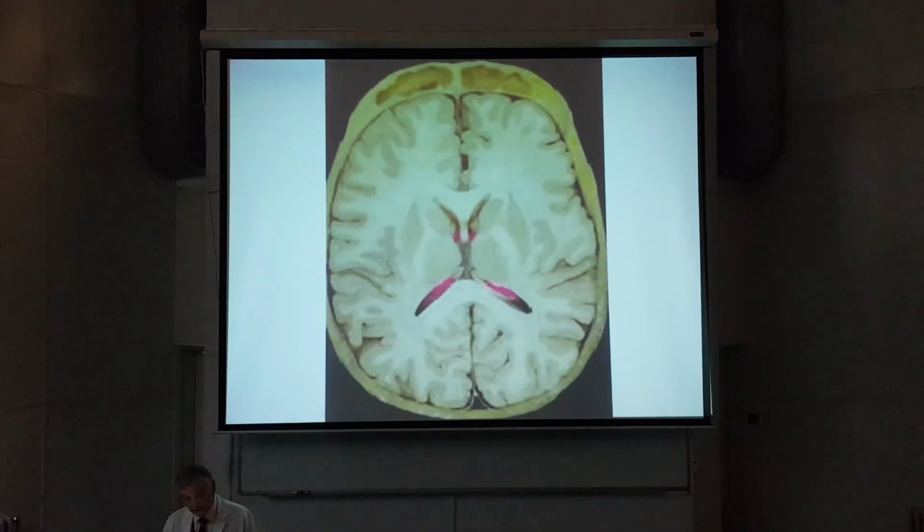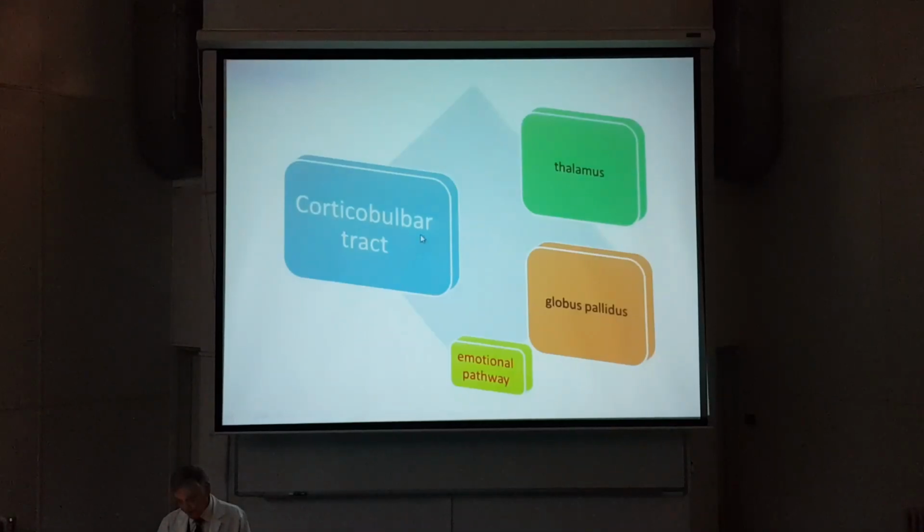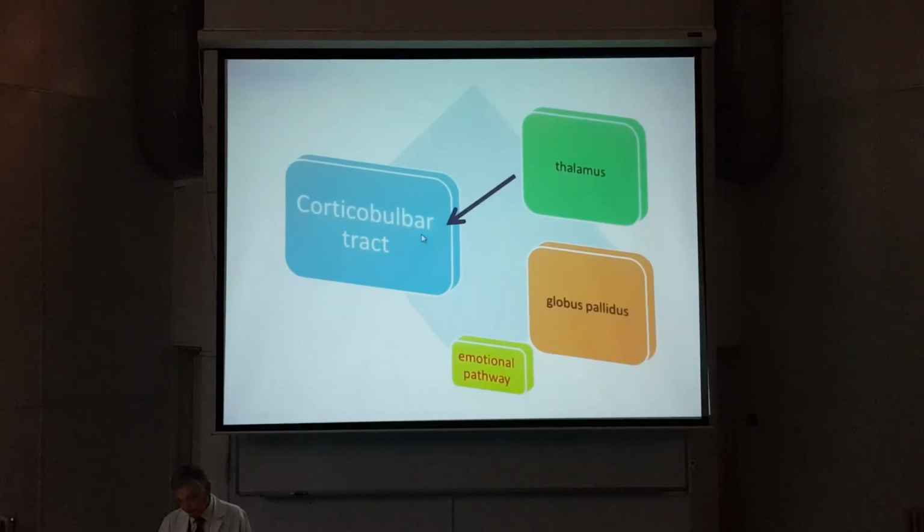Upper motor neurons, they come through the internal capsule and through the corticobulbar tracts, and that of the facial nerve is affected by the thalamus and the globus pallidus. The globus pallidus is going to add effect of emotion, and it is called emotional pathway.